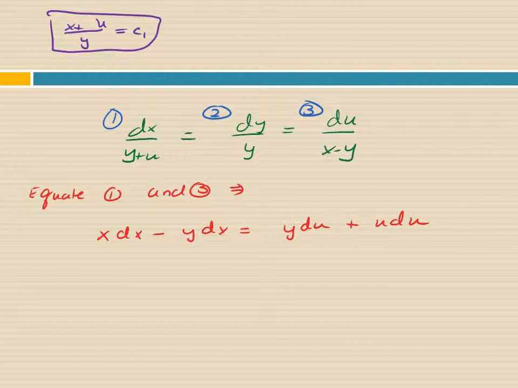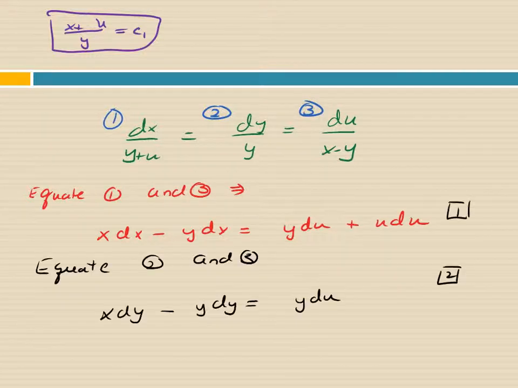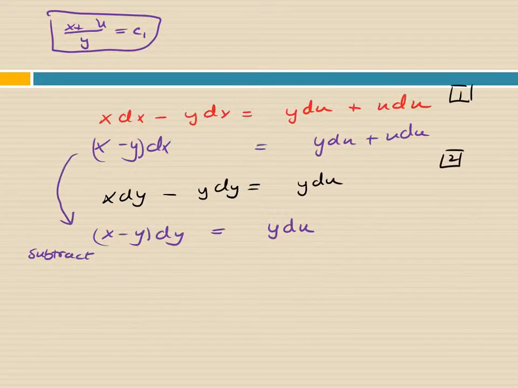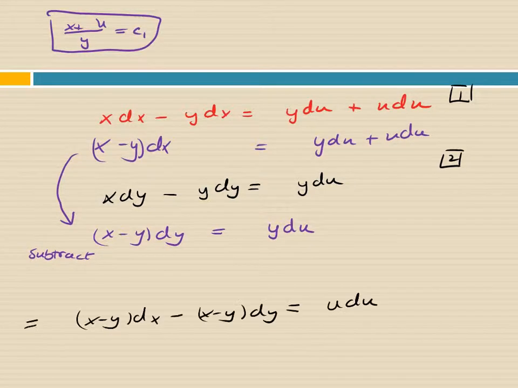The other equation actually comes from equating 1 and 3, so it gives you one equation, and then equating 2 and 3, it gives you another equation, and then subtracting the two equations from each other. So you'll get (x minus y) dx minus (x minus y) dy is equal to u du. So it's a similar trick, except instead of adding the equations, he subtracted them.